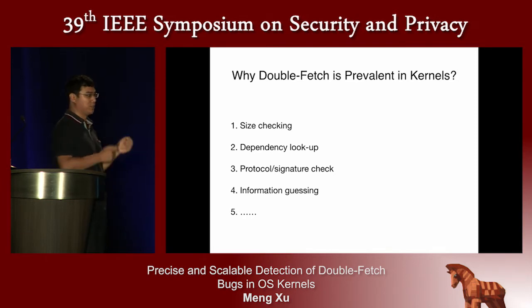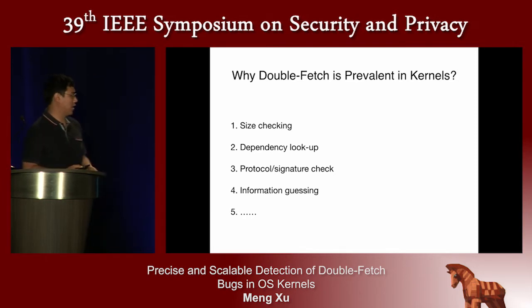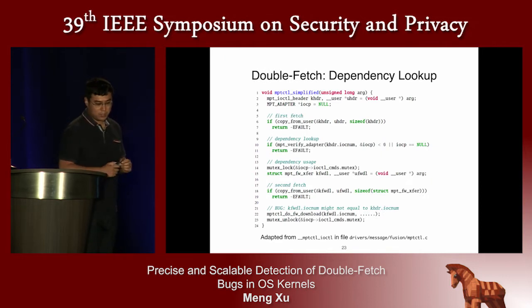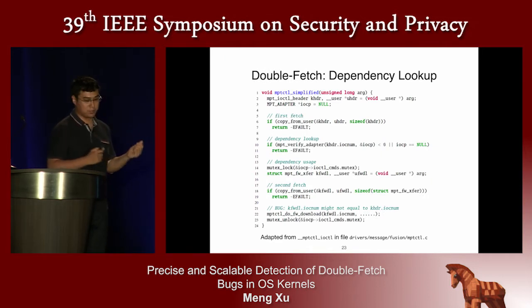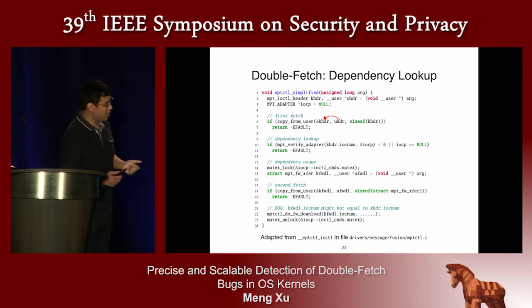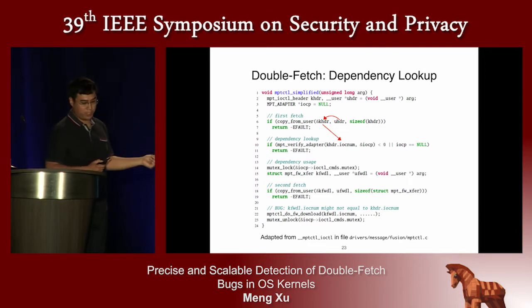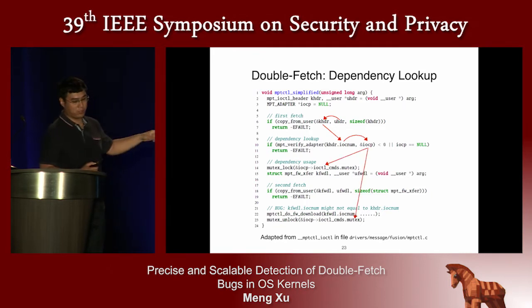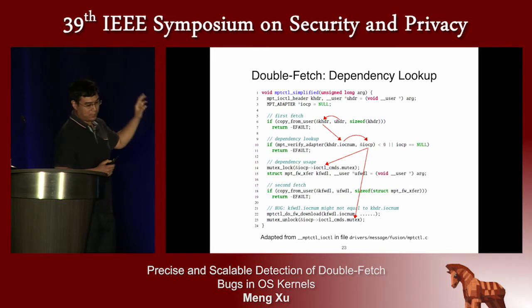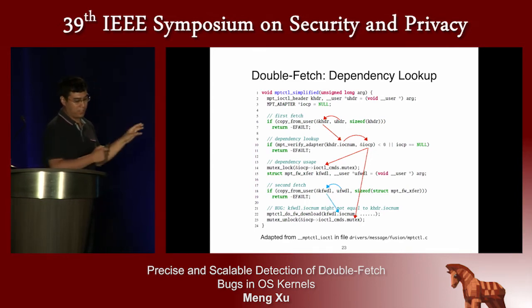For example, they're doing some dependency lookup or protocol signature checks. So let me show you another example. This is how the kernel does dependency lookup. If you do the first fetch, you get the message header, and then you try to look up an IOC pointer based on the IOC number. And once you get the pointer, you're going to acquire the mutex lock. And once you have the mutex locked, you're going to do a second fetch of the same header plus something else. And then you're going to do some download on the same IOC number.